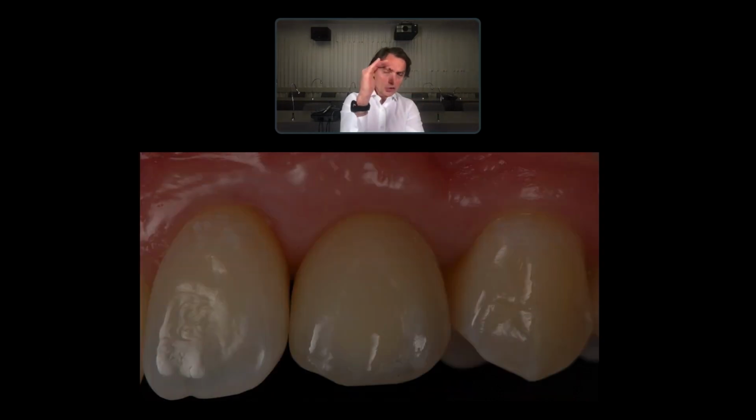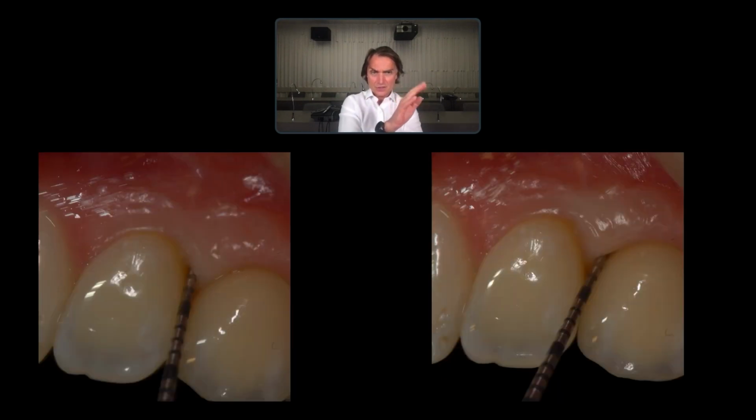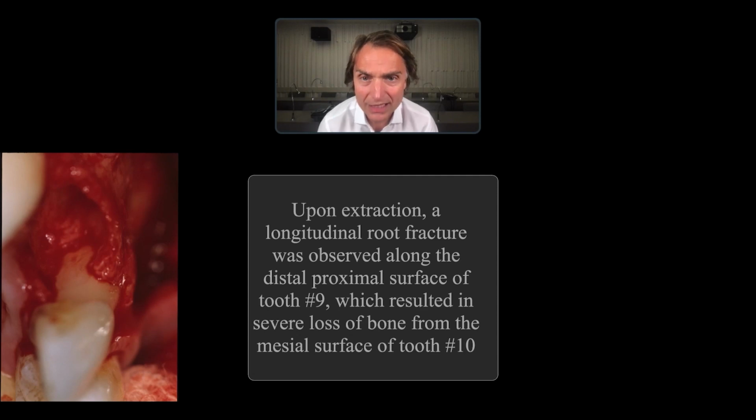We could have a longer apical margin of this crown, but that's another aspect of discussion. No probing, okay? So we were able to save the neighboring tooth, and we have a very nice level of papilla here that we were able to reconstruct with this.